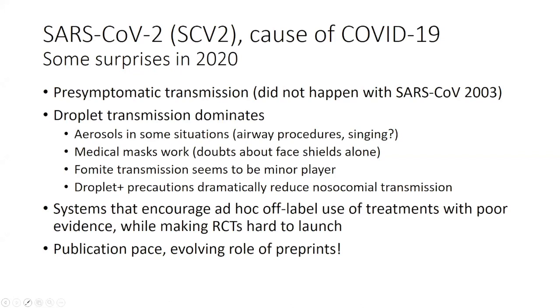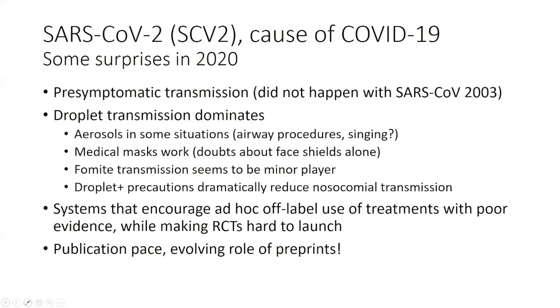It's also becoming clear that droplet and, in some situations, aerosol transmission dominates transmission here, that masks work and they're not perfect, but what is, that there may be some fomite transmission, but its role is less prominent, at least it seems, than we've thought with flu. And the droplet plus precautions, where we use both contact and mask precautions with face shields in certain situations, seems to do a great job of preventing nosocomial transmission.